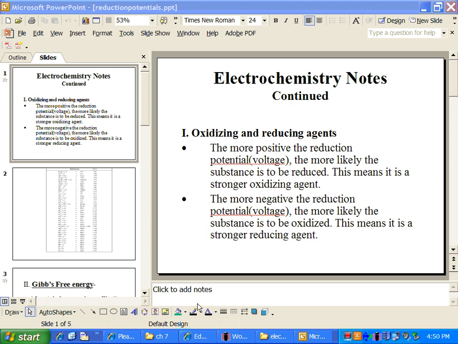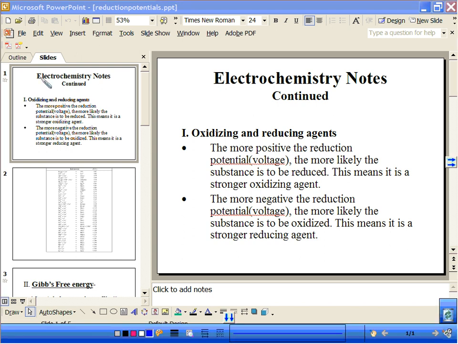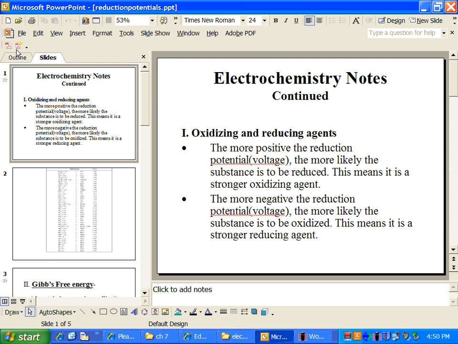AP Chemistry lecture for oxidizing and reducing agents that we went over in class on Thursday and Friday. And this will be on your test, so you do want to make sure that you go over this. This PowerPoint is uploaded, so you can print off the PowerPoint and look on as I go through it. But you want to make sure maybe you either copy it or at least read it.